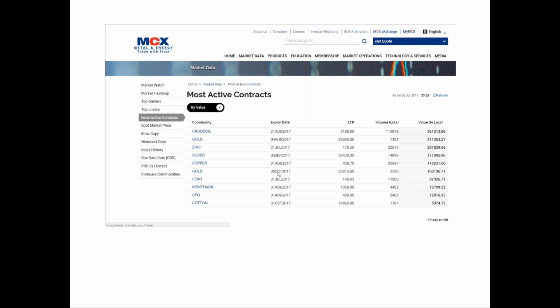That's interesting, right? Then you have lead. There's a lot of arbitrage that gets done between lead and other commodities. And then you have mint oil, and then you have things like cotton, right?